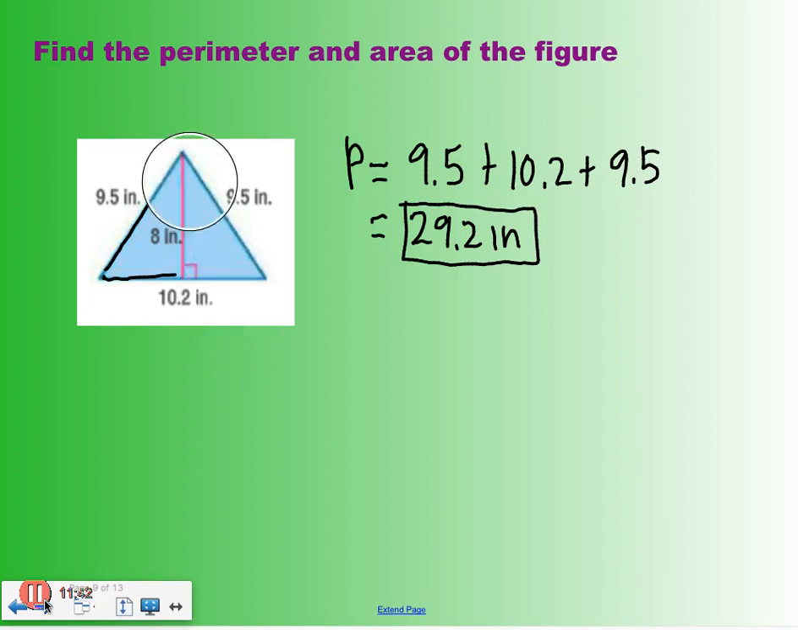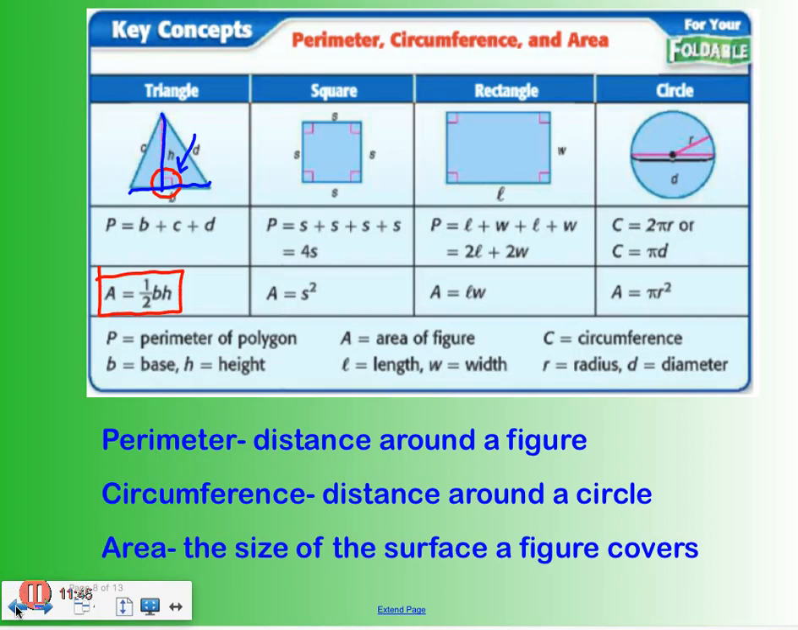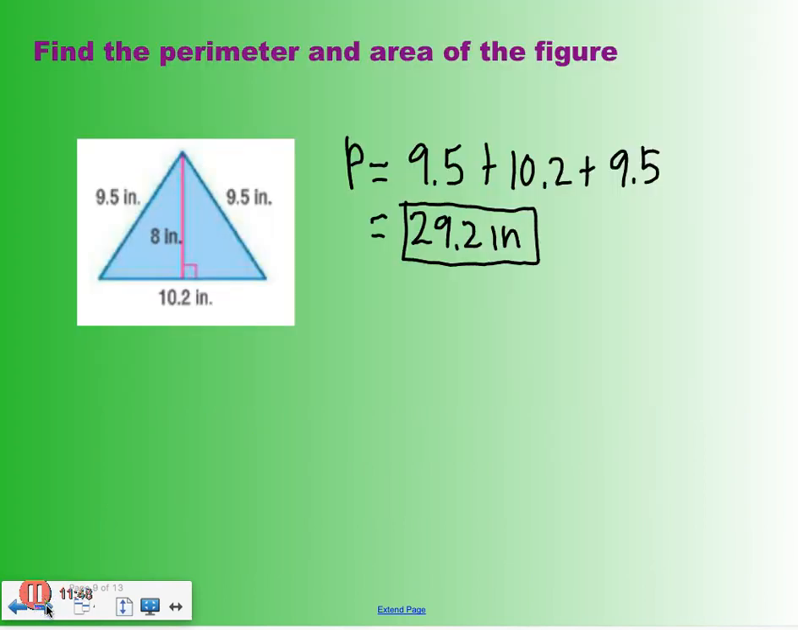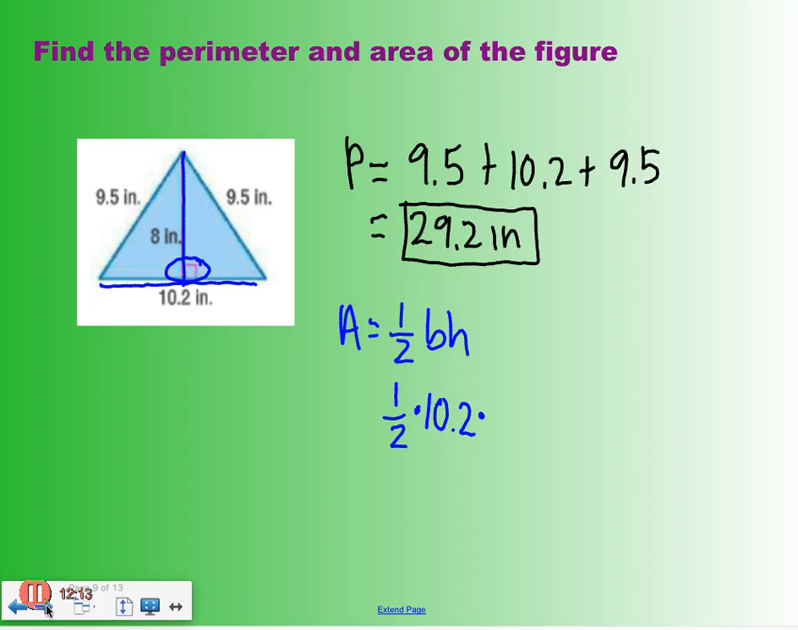Okay, now area. Remember, we just looked on here and it said half base times height, so I'm going to write that down. Area equals half base times height. Again, this one's kind of obvious because it's in different colors, but that won't always be the case, so look for that right angle. Now, what two segments form that? Well, this 10.2 one does, and this 8. So I know half my base of 10.2 times my height of 8. Crunching those numbers out, we get a total of 40.8 inches. Remember, area is squared, so our units are squared.